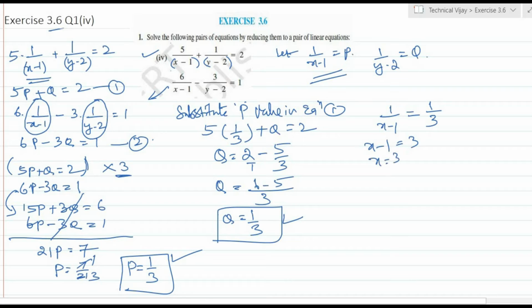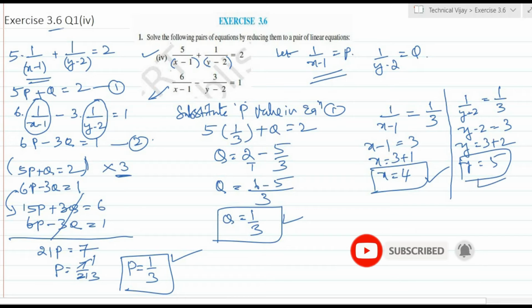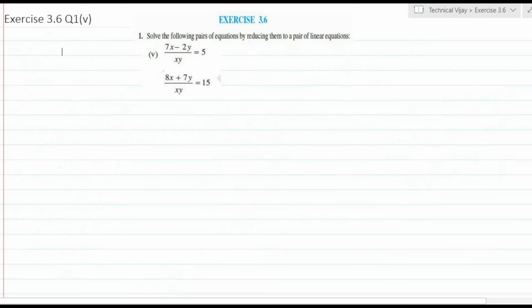So x is equal to 3 plus 1. x is equal to 4. This is the x value. In the same way, here 1 divided by y minus 2 is equal to q, and q is 1 by 3. So y minus 2 is equal to 3. So y is equal to 3 plus 2, so y is equal to 5. So x is equal to 4, y is equal to 5. Okay, we will go for the next one.